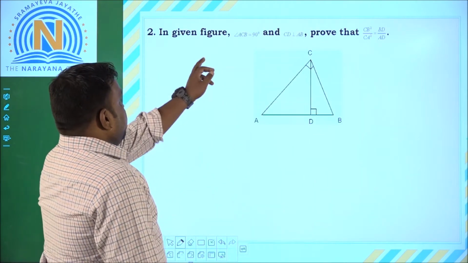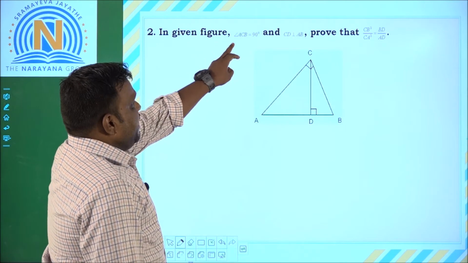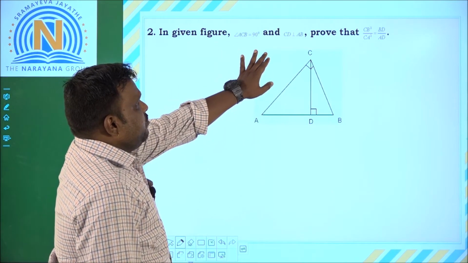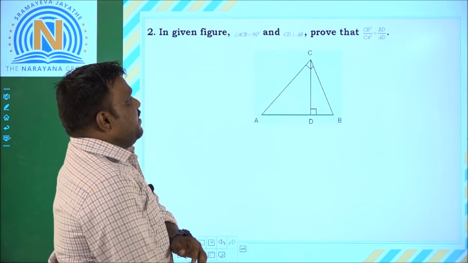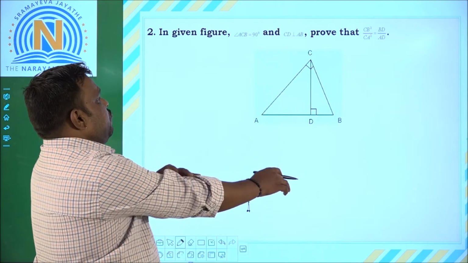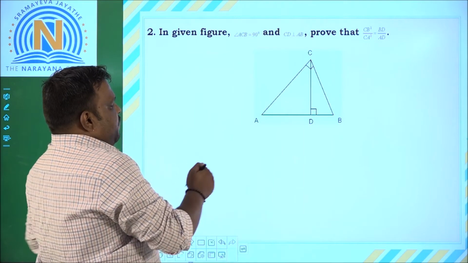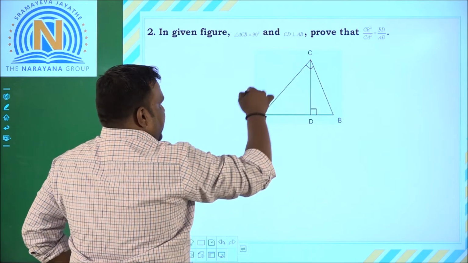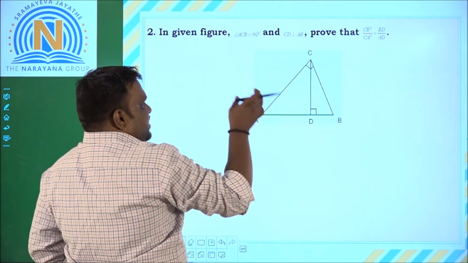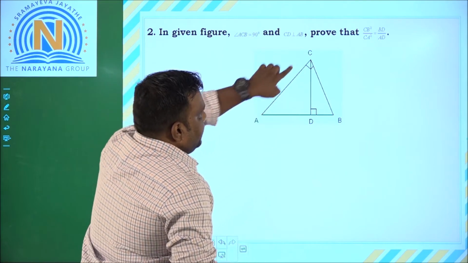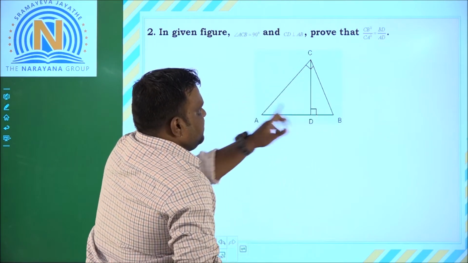Now coming to the second question. In the given figure, triangle ACB is 90 degrees and CD is perpendicular to AB. Prove that BC square by AC square is equal to BD by AD. So in this case, I will do one thing here. If you observe the triangle ABC, we can see inside that we have two triangles. ACD is the first triangle, BCD is the second triangle.